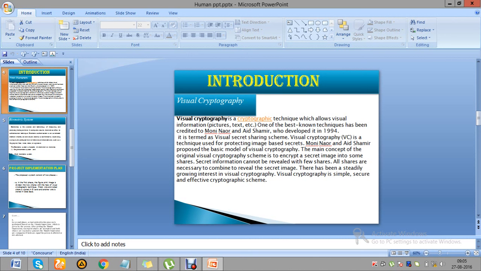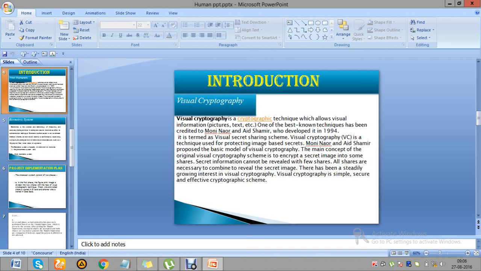This project is based on human interaction and human security. How can you secure human security? That's why it is used. Naor and Shamir proposed the model of visual cryptography.